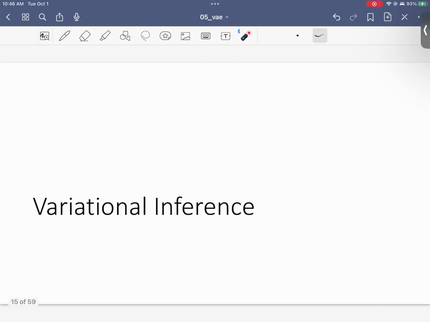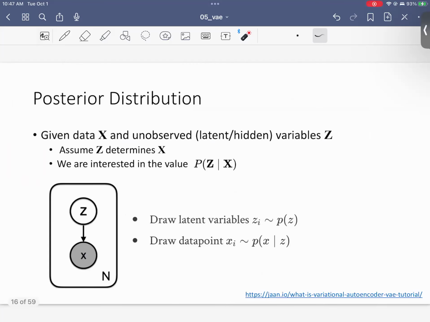So we move on to variational inference. As I said, the variational autoencoder is our main topic today, but it heavily relies on the concept of VI, variational inference, which is a very well-known framework used in a lot of different places in machine learning and statistical theory. So we'll take a look at this.